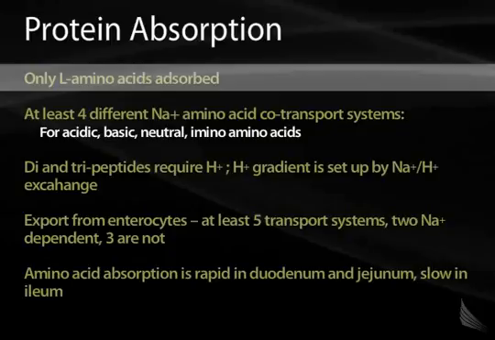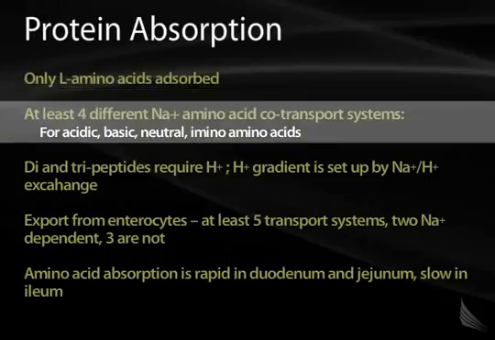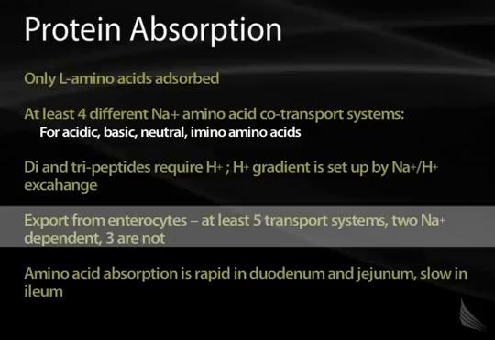It's important to remember that only L amino acids are absorbed. There are at least 4 different sodium amino acid cotransport systems, and these are for acidic, basic, neutral, and imino amino acids. Di- and tripeptides require a hydrogen gradient for absorption, and this is set up by the sodium-hydrogen exchange pump. As far as export from enterocytes is concerned, there are at least 5 transport systems, 2 of which are sodium dependent and 3 of which are not.